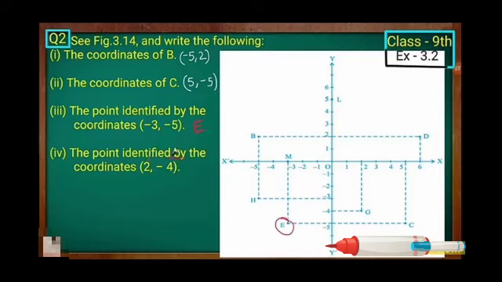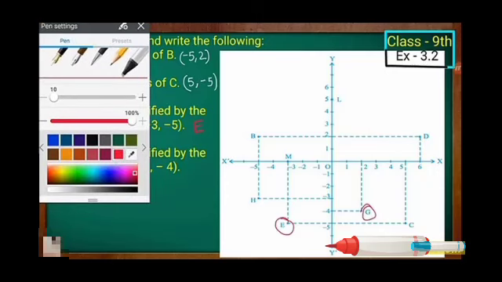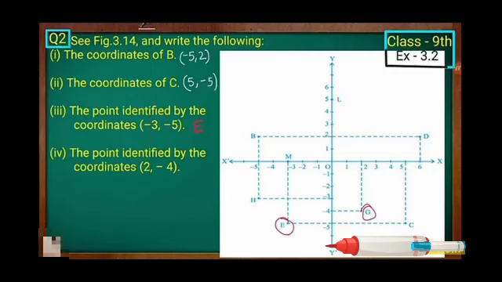Fourth is the point identified by the coordinates 2 and -4. X is 2, y is -4. So this is at, yes, you can check from the graph sheet. X is 2, y is -4. This is G. This is coordinate G. So the answer for the fourth part is G.